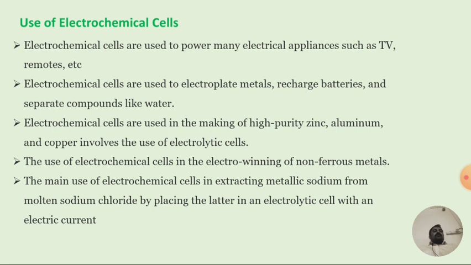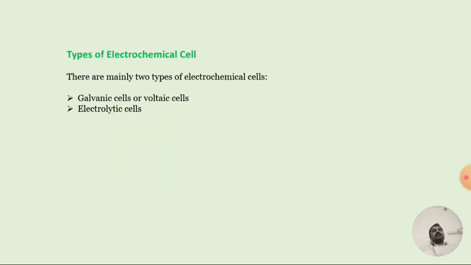Thus the electrochemical cell is used in the winning of non-ferrous metals, and a main use of electrochemistry is extracting metallic sodium from molten sodium chloride by placing the latter in an electrolytic cell with an electric current.